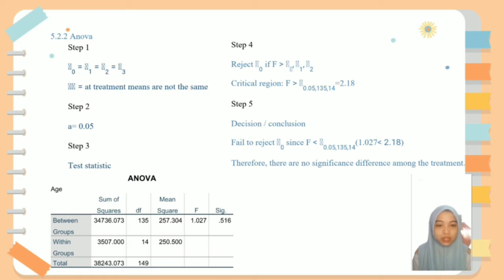(135, 14) = 2.18. Step 5. Decision or conclusion. Fail to reject H0 since F is less than F 0.05 (135, 14). 1.027 is less than 2.18. Therefore, there is no significant difference among the treatments.